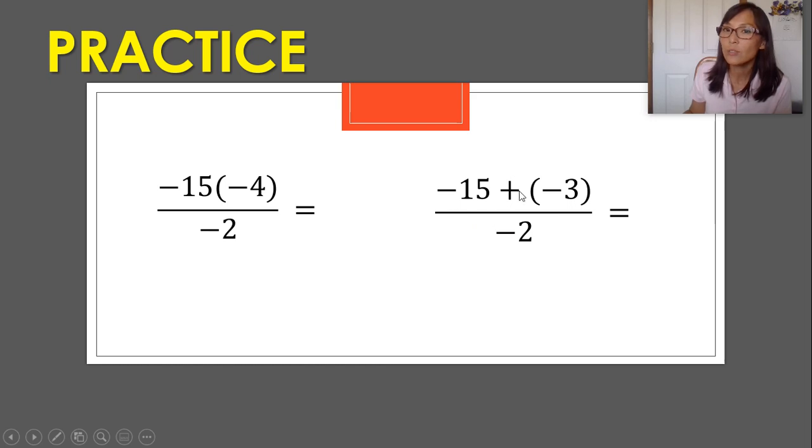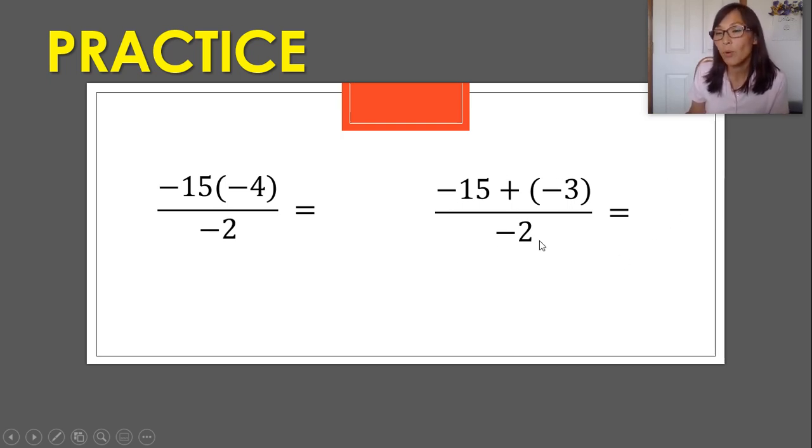However, we can't do that with this one, saying, oh, there's three negatives, so my answer is going to be negative. What we actually have to look at is that this is an addition problem, and so we can no longer just count the negatives. Now I have to do negative 15 plus negative 3, which ends up being negative 18. And now I have negative 18 divided by negative 2, and that's two negatives, which makes it a positive 9.